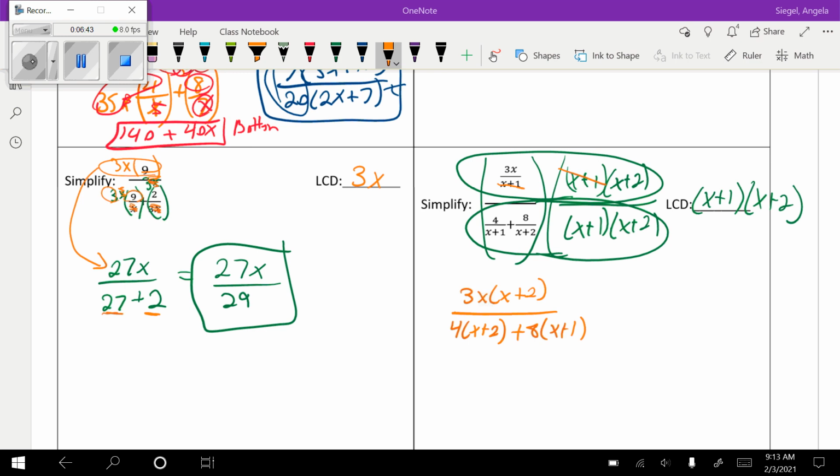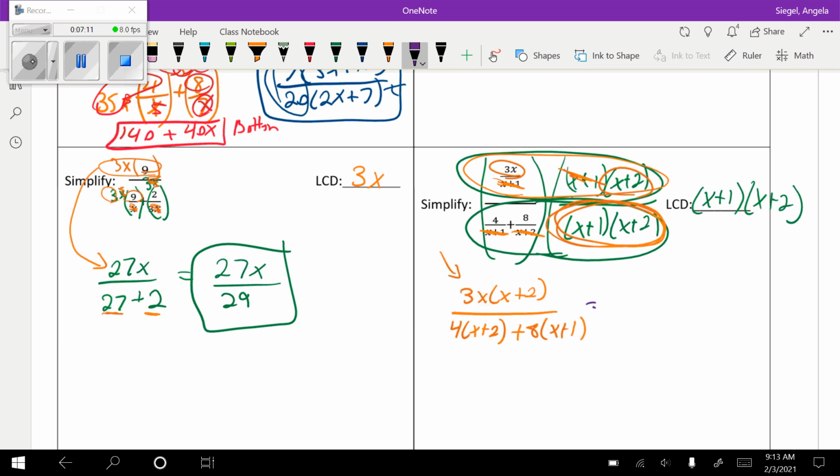Okay, let's talk about the first steps. When I looked at the top, I saw that these canceled out, and I was left with 3x times x plus 2. So that's where I'm getting that top. On the bottom, if I'm going to multiply each term by this, here the x plus 1 canceled out, and I was left with 4 times x plus 2. And here the x plus 2 canceled out, and I ended up with 8 times x plus 1.